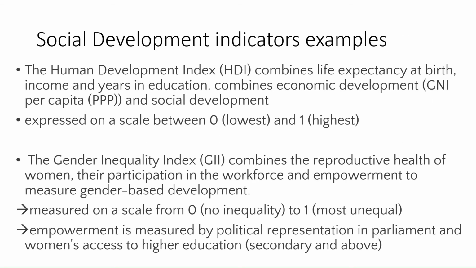And for social development indicator examples, there's the classic Human Development Index, HDI, which combines life expectancy, income, and years in education. So think about it, it combines economic development and social development, which is way more holistic and a lot better, you can argue. And it's expressed on a scale between 0 and 1, 1 being the highest.